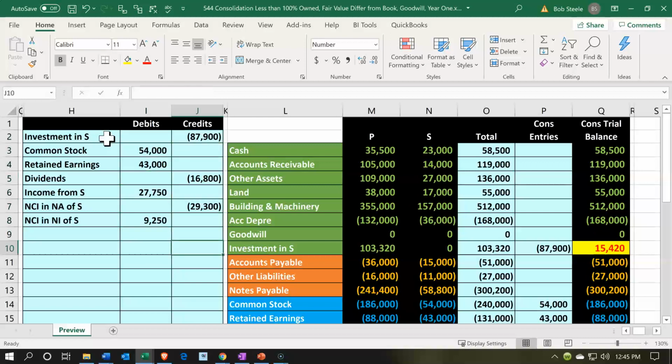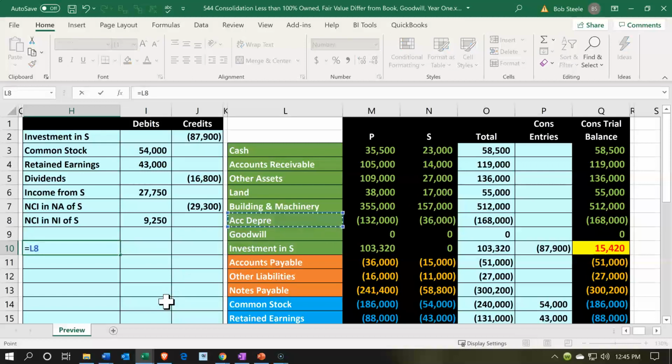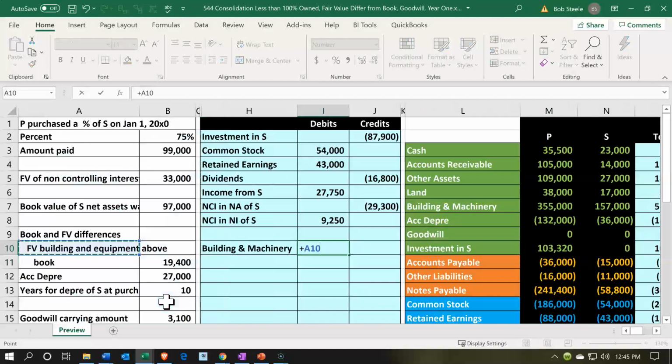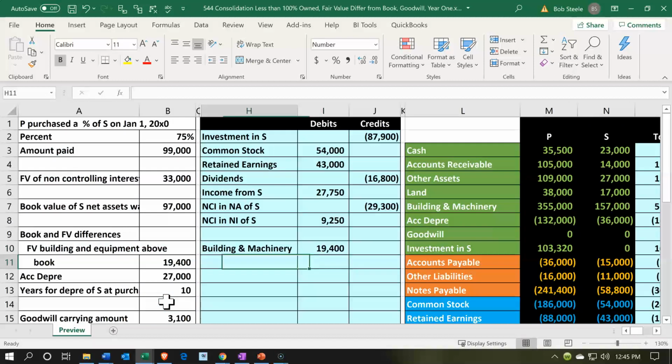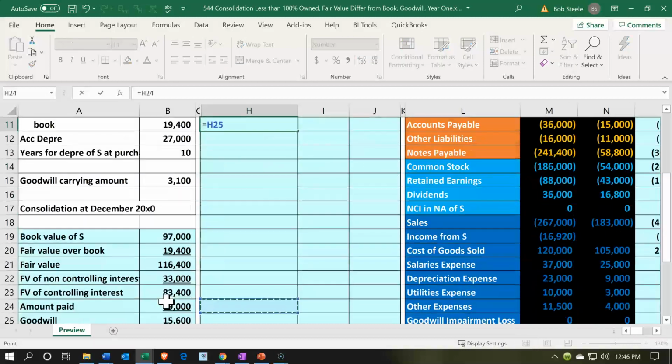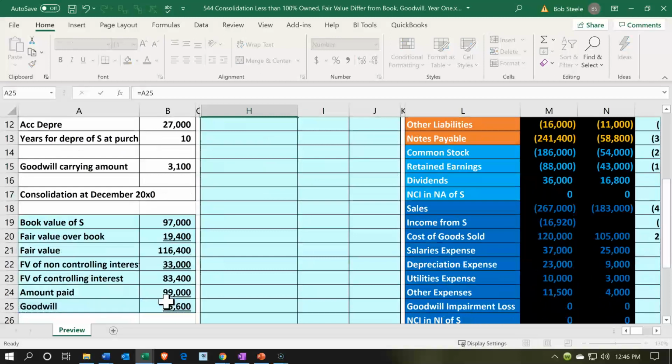Okay, so then what we want to do is consider that we had a change to some of these accounts due to the fair value being higher. So let's do that now. I know the building and the machinery was higher, and I've got to deal with that. It was higher by 19.4. And we also know that the goodwill went on the books, which I calculated down here. It's going to be an asset. It's not on either of the books yet. The goodwill is going to be going up.